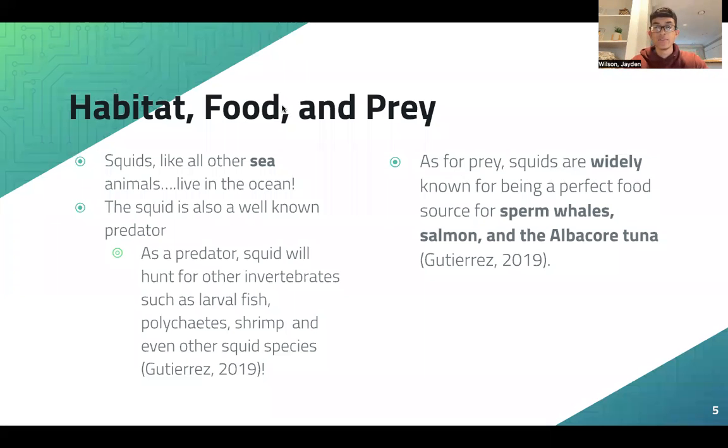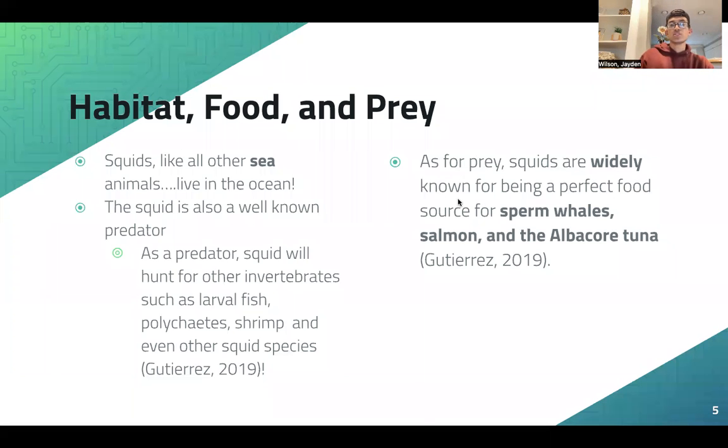So let's talk about habitat, food, and prey. Like many other sea animals, squids live in the ocean, or basically any big open area of water. They're also a well-known predator. They hunt for other invertebrates, including larval fish, polychaetes, shrimp, and they even eat their own kind. They eat other squid species. I think that's really cool.